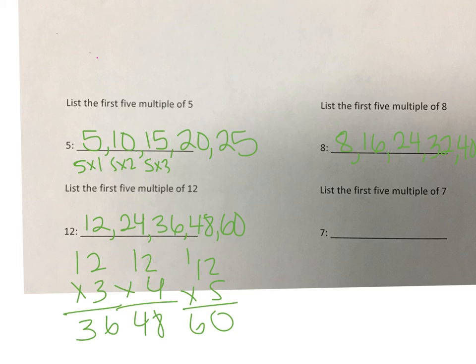So let's go up by 7s. Multiples of 7. 7, 14, 21, 28, and 35. So this is your notes and your teacher lesson or your video lesson. So go ahead and attach the picture of your notes and go ahead and start your practice.